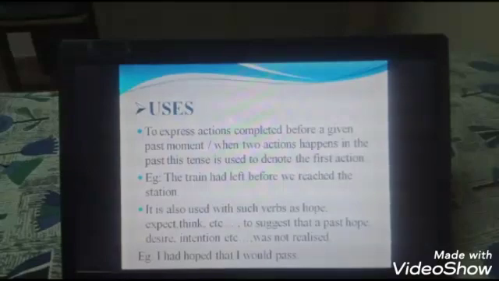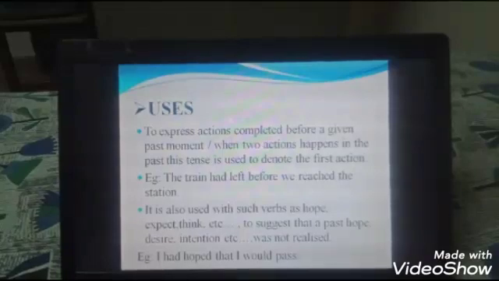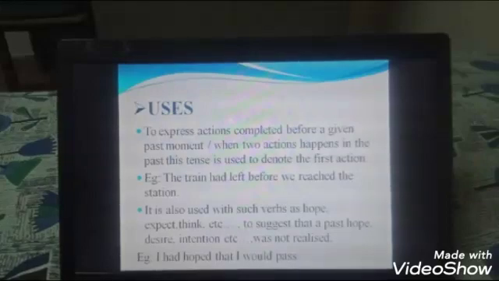Okay, so one is the train leaving and the other one is the people reaching there. So the train had left. Okay, that is the first action. So we are using past perfect tense there. For the first action we will use past perfect tense, and for the next one we will use only the past tense.